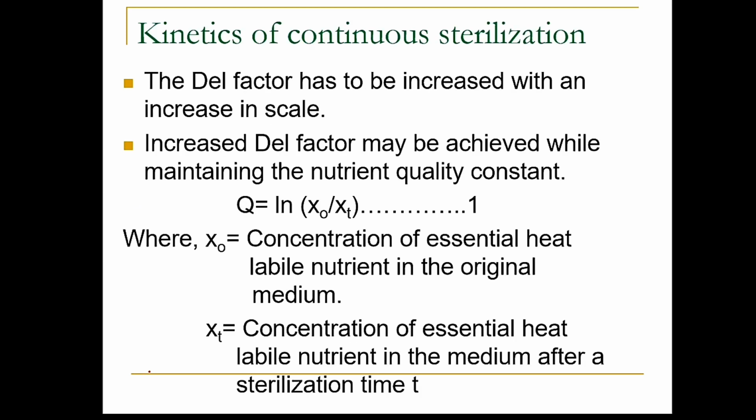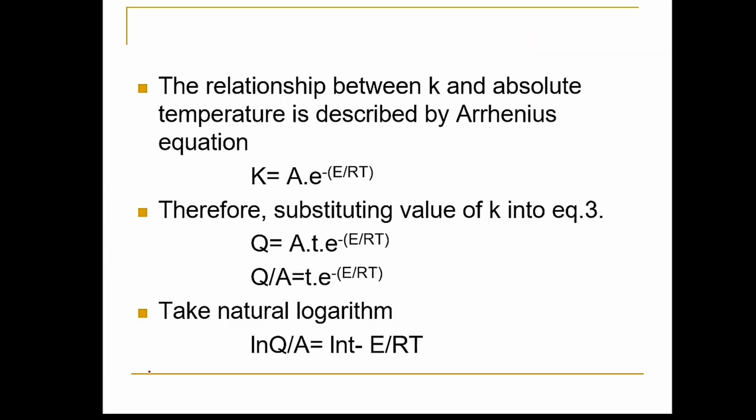Therefore Q is equal to kt. The relationship between K and absolute temperature is described by the Arrhenius equation. K is equal to A e raised to minus E upon RT. Therefore, substituting the value of K into equation 3 gives Q is equal to At e raised to minus E upon RT.